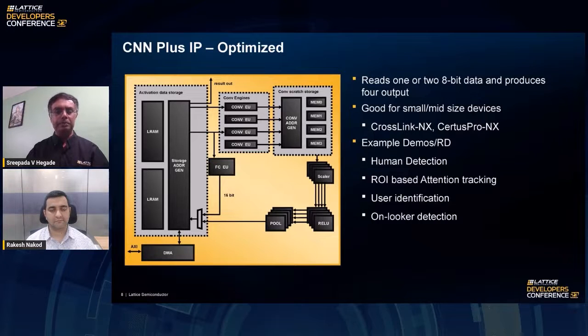Performance versus area and power, and what is the performance benefit that you are getting, right? So here we can implement human detection, of course, with a higher frame rate and things like that. And ROI-based, ROI here stands for region of interest, attention tracking and user identification, onlooker detection, these kinds of applications are enabled on top of this, right? These are available as reference designs or demos that the user can use as a starting point, right?